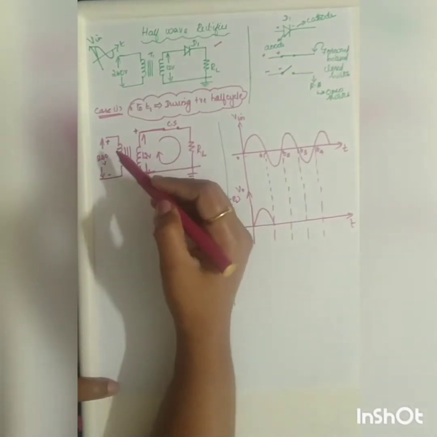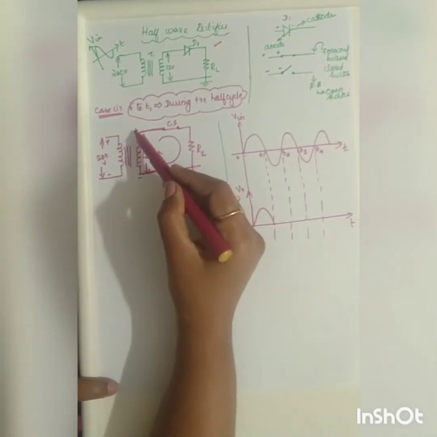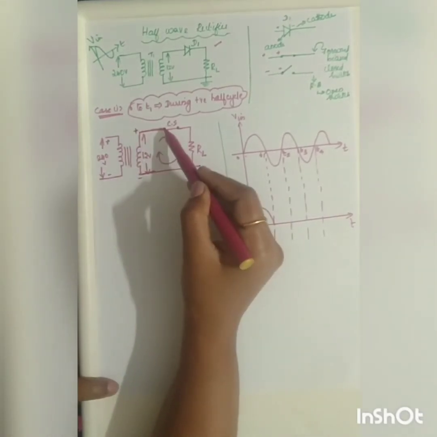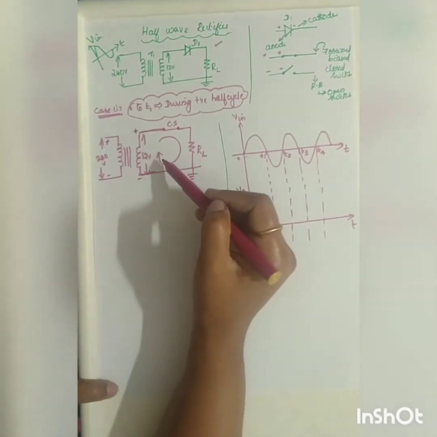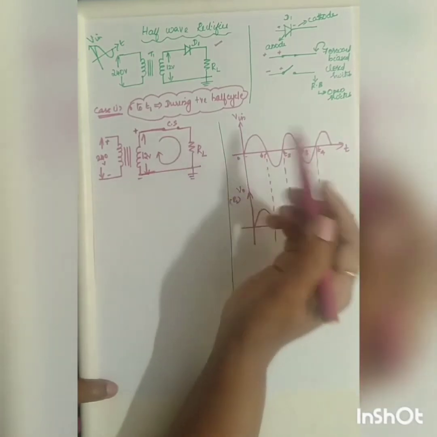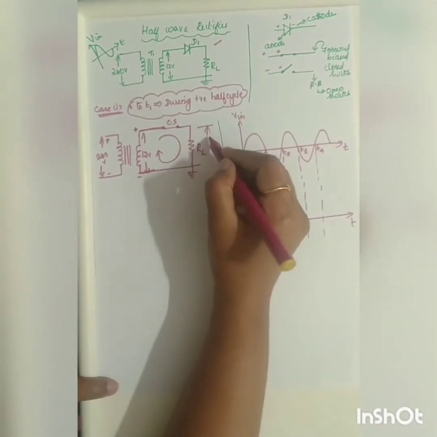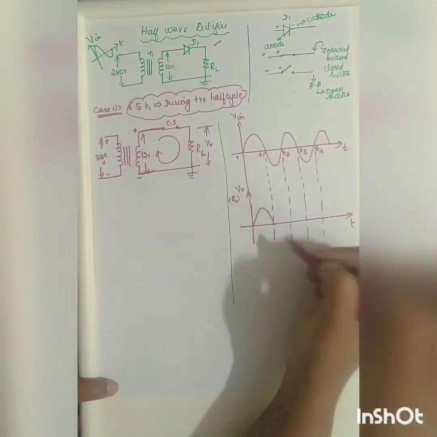I'm repeating it once again. During the positive half cycle, the diode will be forward biased. It will act as a closed switch and the current will flow. So this will be your V out. You are getting the signal.